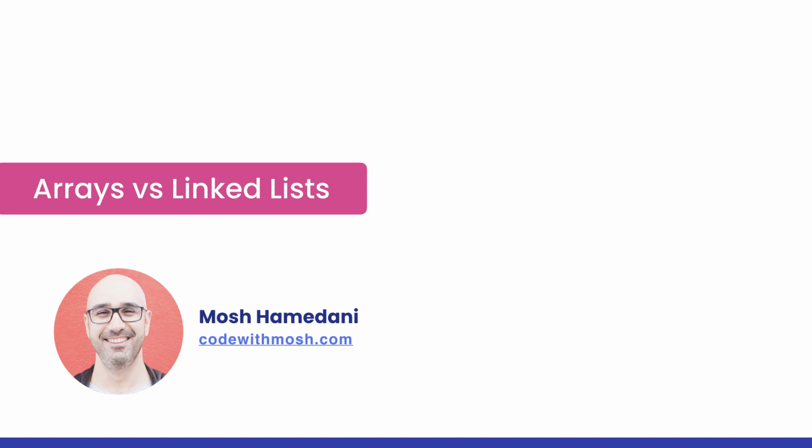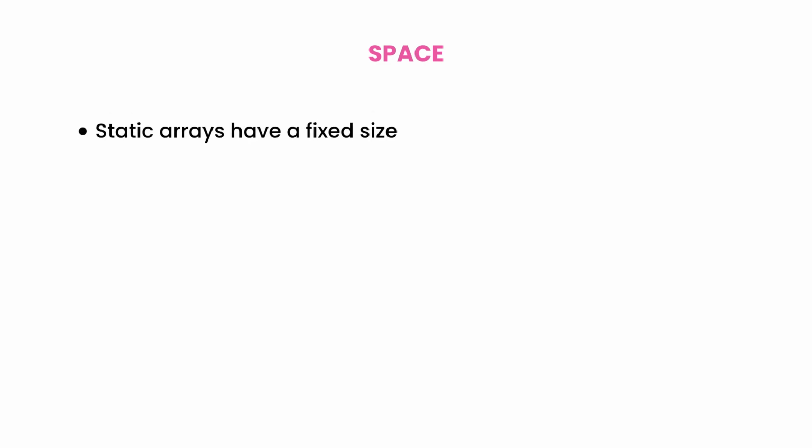One of the common interview questions is the differences between arrays and linked lists. You should be able to explain the differences in terms of required memory and time complexity of various operations. Arrays, or more accurately, static arrays, have a fixed size. So if we don't know ahead of time how many items we want to store in them, we should either use dynamic arrays or linked lists.